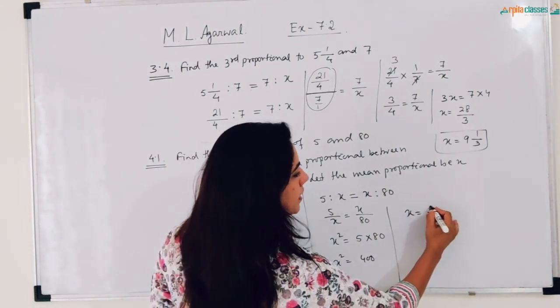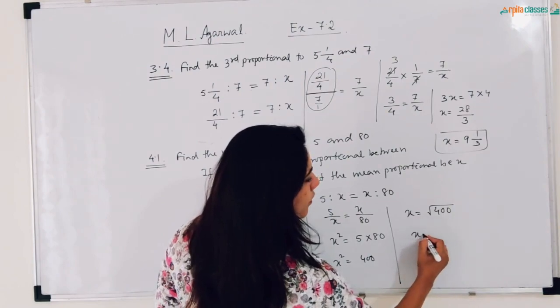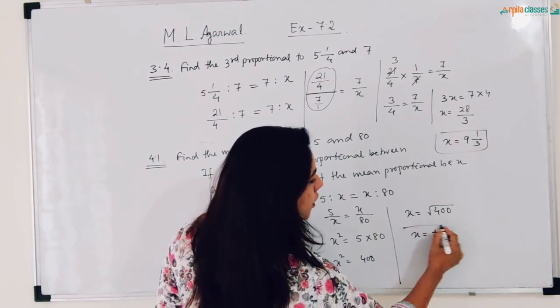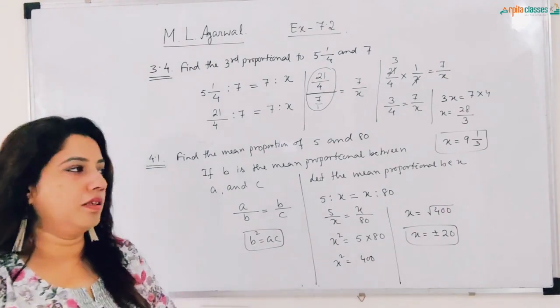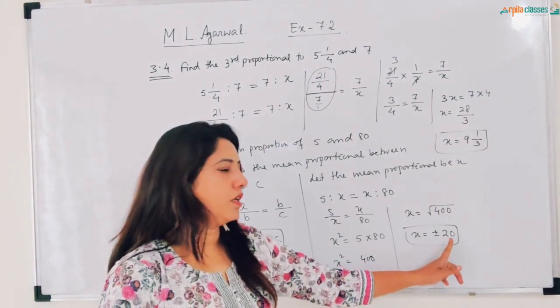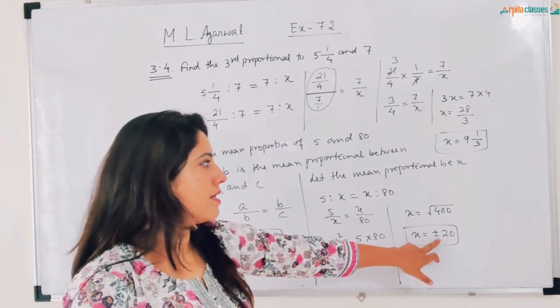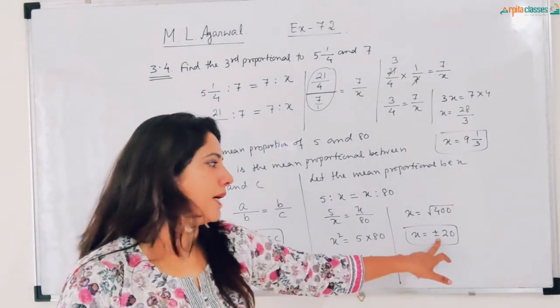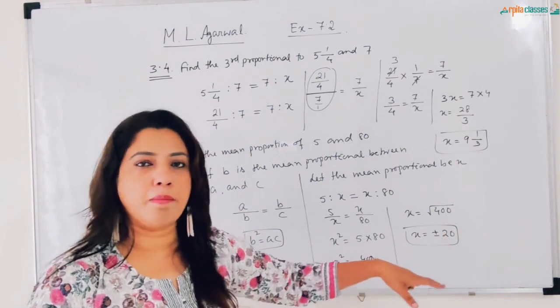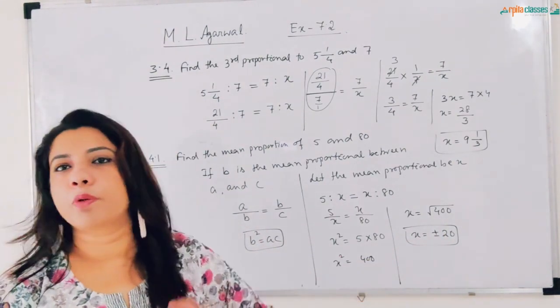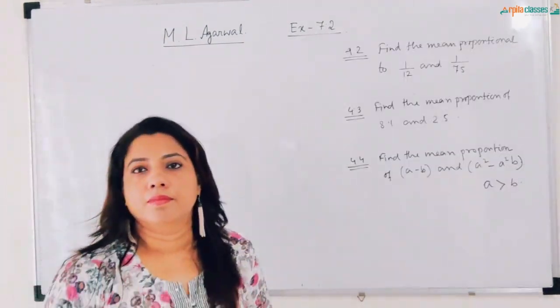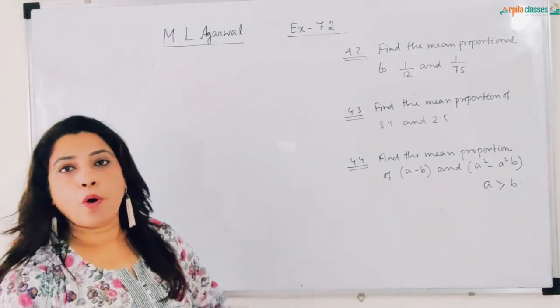So the value of x is root of 400, which will be plus minus 20. So whenever you want to take the square root of any number, it will be plus minus that. Okay. Now the answer might be given in the book only plus, but we have to take it as plus and minus, and then you can say that therefore the mean proportional is 20. So let's start with the next question, 4.2.